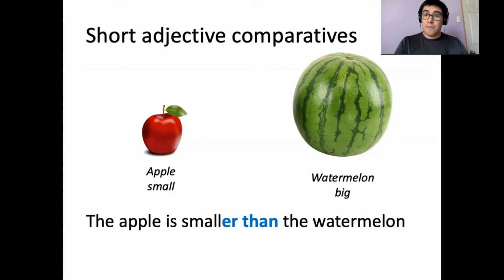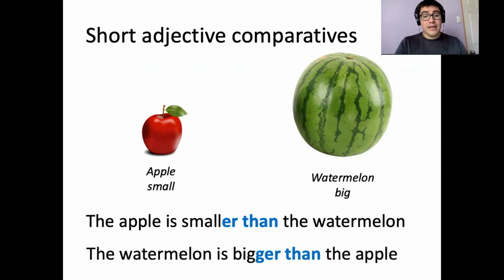So if we want to compare the watermelon to the apple, we can say the watermelon is bigger than the apple. You can see it's the same example, but in this case we add er: big, bigger, bigger than, más grande que. The watermelon is bigger than the apple. Let's have a look at a different example.